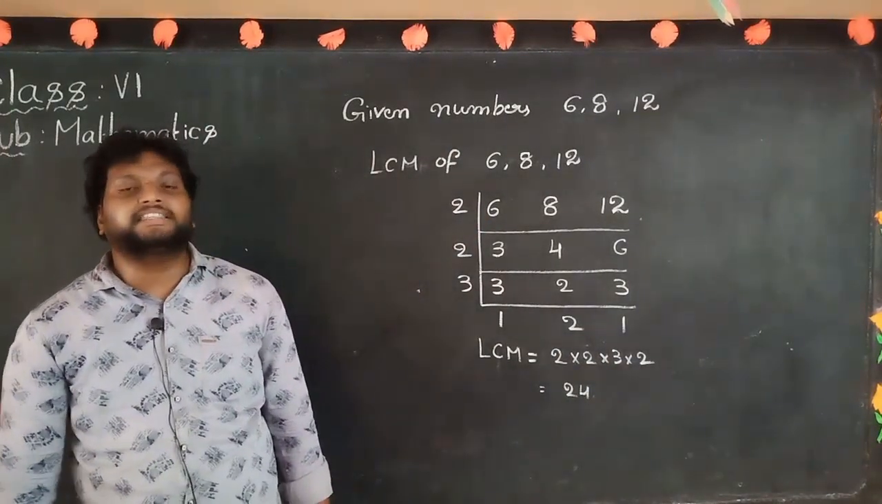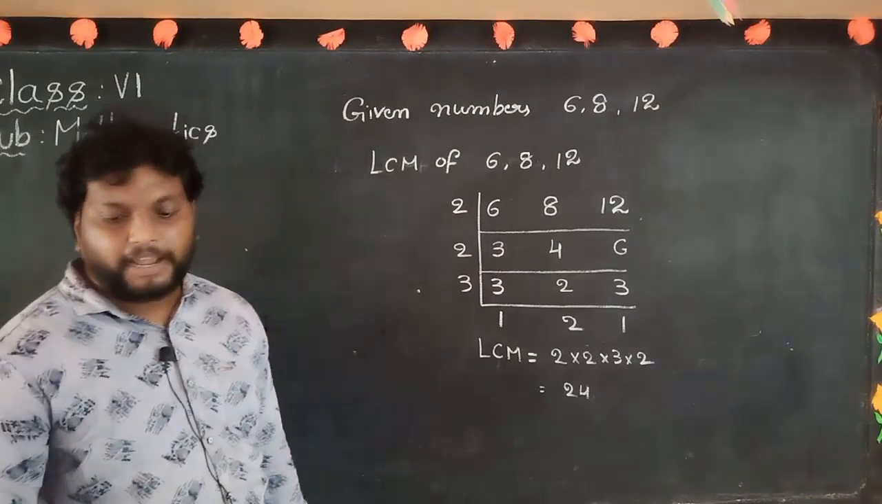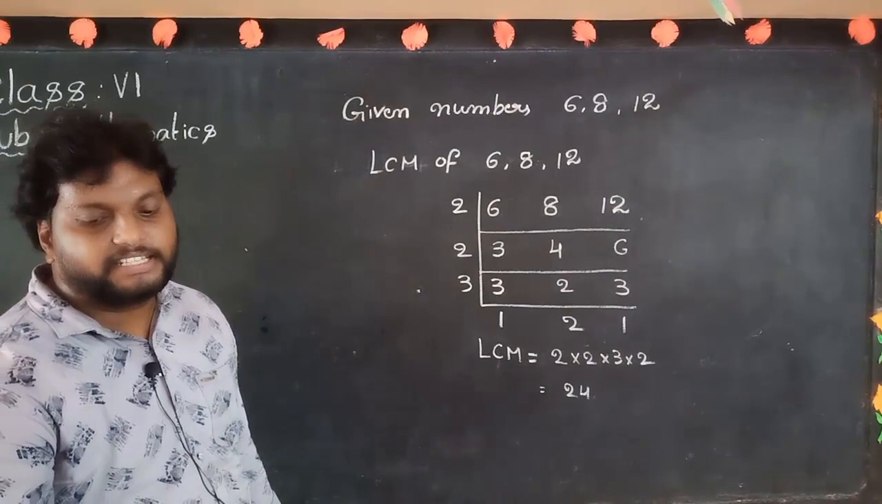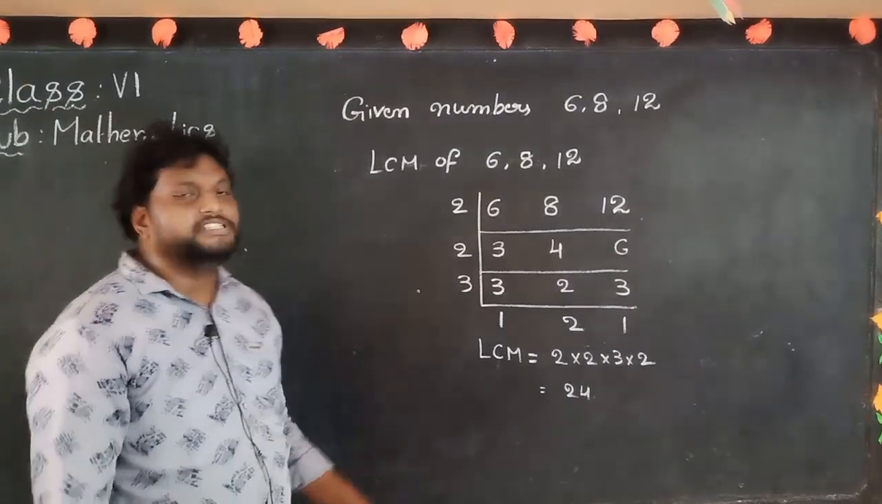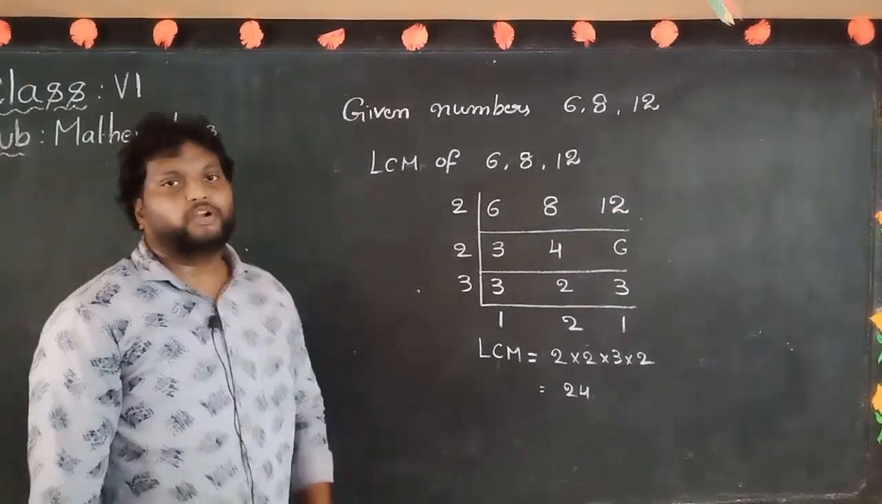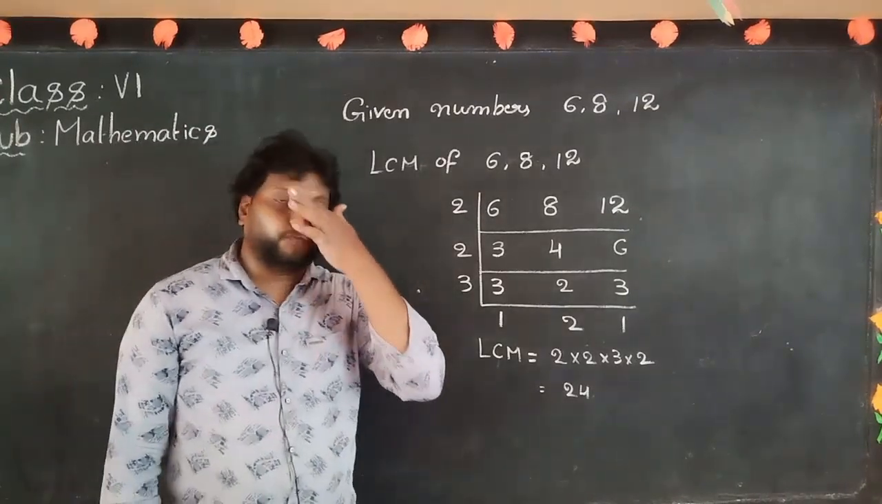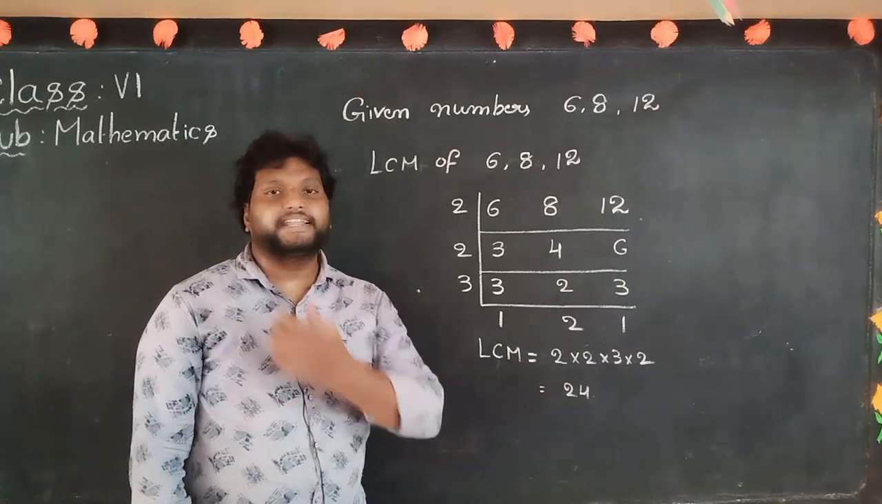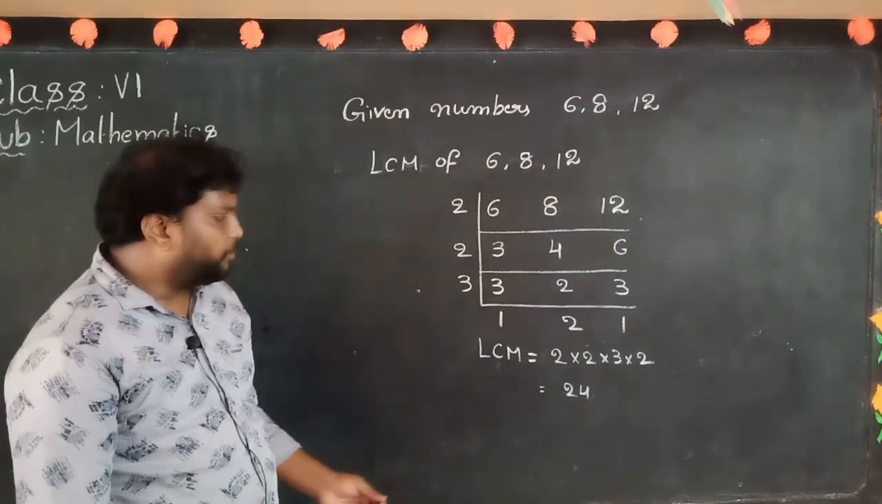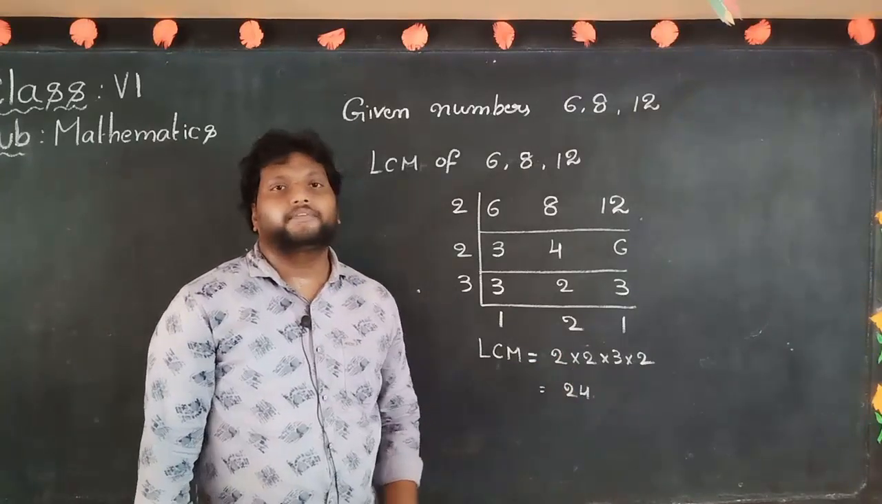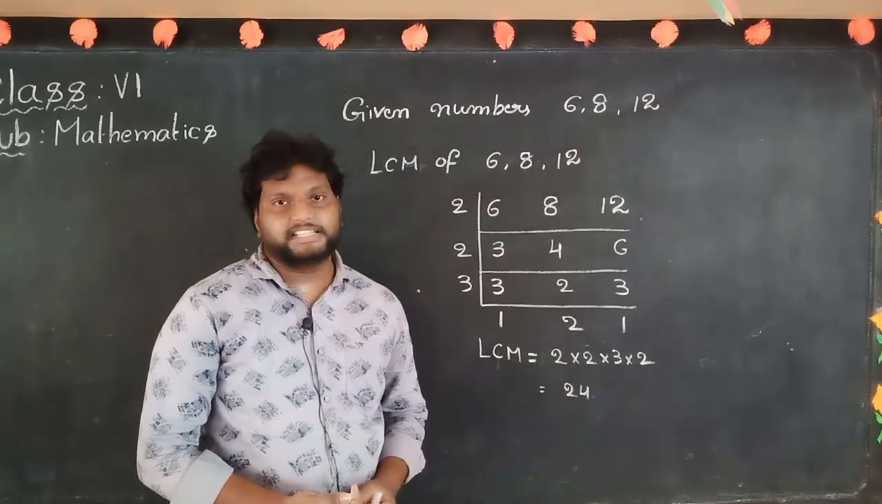Determine the smallest 3-digit number. We want the smallest 3-digit number. Here 24 is a 2-digit number only. But we have to find the smallest 3-digit number. Smallest 3-digit number means we multiply 24 like a 24 table. When we get a 3-digit number, that is the answer.